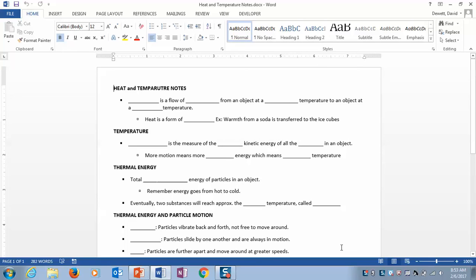Okay, these are the notes on heat and temperature. So you can see this is what the note sheet will look like that you'll be taking.